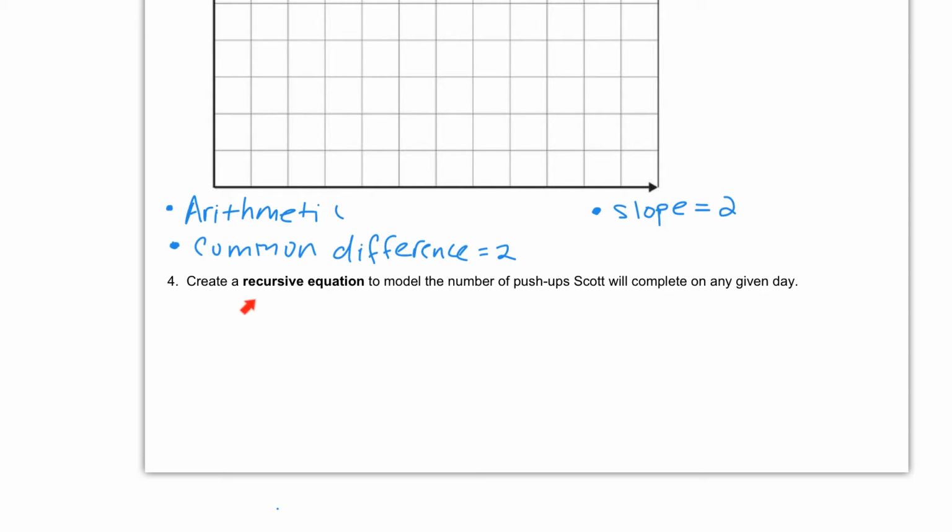In number 4, it says create a recursive equation to model the number of push-ups Scott will complete on any given day. So we're coming back to that recursive equation, and I want to show you, I just jotted down some notes that we've taken through questions 1 through 3.